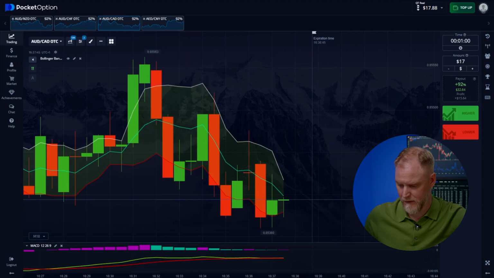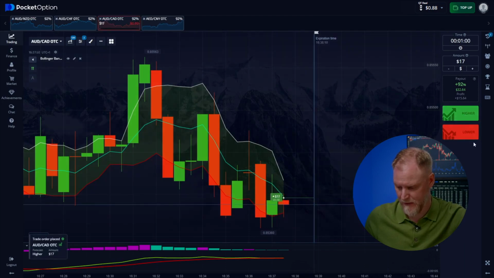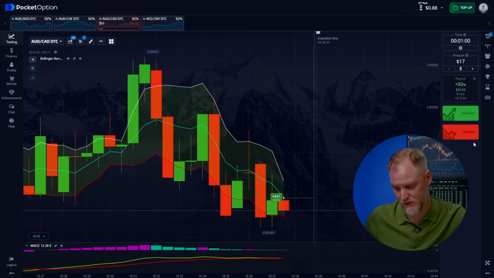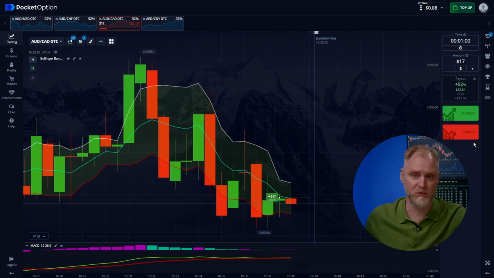Now let's move on. Now we're looking at the Aussie and Canadian dollar pair, and I'm going to put 17 and hit higher. Now you see here the price dropped to the support level and is currently moving sideways. So from the entry point, I expect an upward trend. Now the tight compression in both indicators points toward a possible trend reversal.